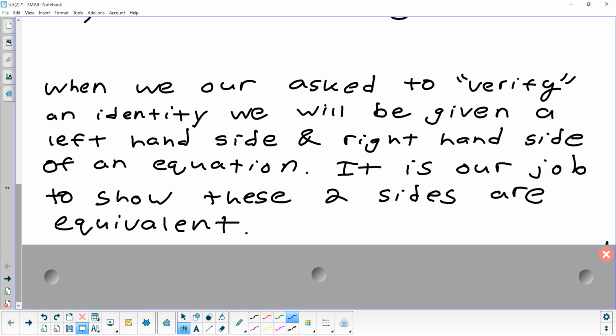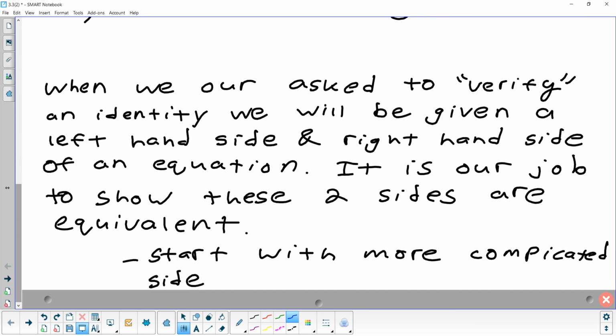Now, generally, when you do a verify problem, you always want to start with the side that looks more complicated. It's a lot easier to take something that's complicated and make it look simpler than to take something that's already simple and make it more complicated. And that's why every problem in the homework, I always put the more complicated side on the left and the simpler version of it on the right. It's usually pretty clear which side is more complicated.